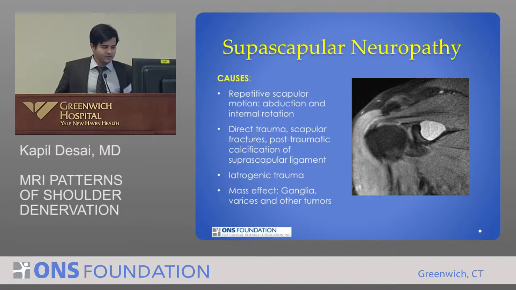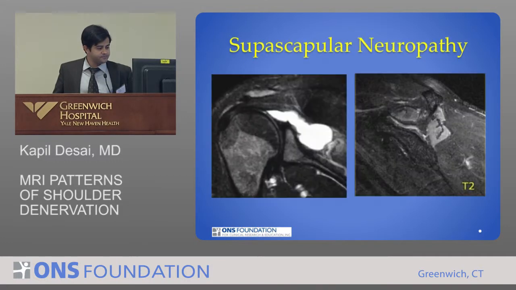The causes of suprascapular neuropathy, when the nerve is actually involved, are either repetitive motion, patients who participate in sports that involve a lot of abduction and internal rotation. You can see this in the setting of direct trauma, either scapular fractures, and sometimes patients after trauma can get calcification of that suprascapular ligament I talked about, which will further narrow that tunnel. Iatrogenically, unfortunately this nerve can be injured sometimes during surgery, and you want to look for mass effect too: ganglia, varices, other tumors. Here's a nice big suprascapular ganglion sitting here, probably from a superior labral tear, that can push on that nerve as it passes through.